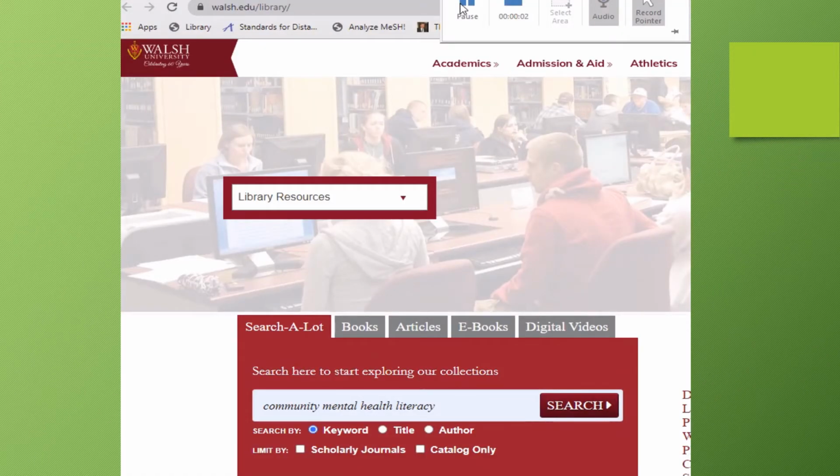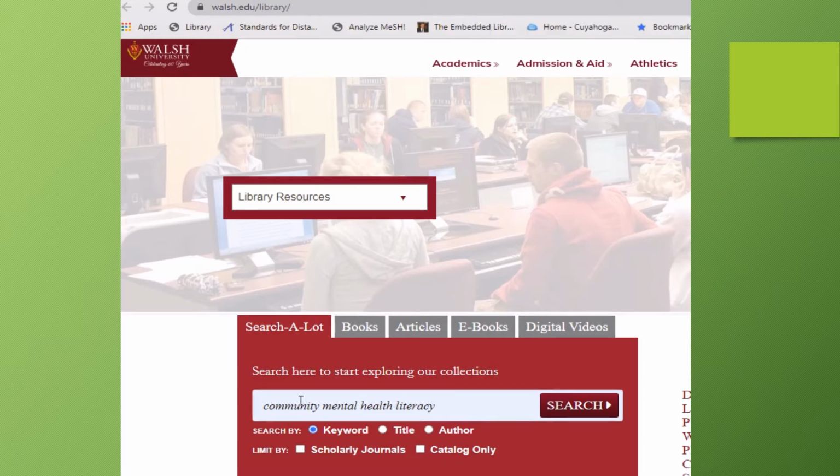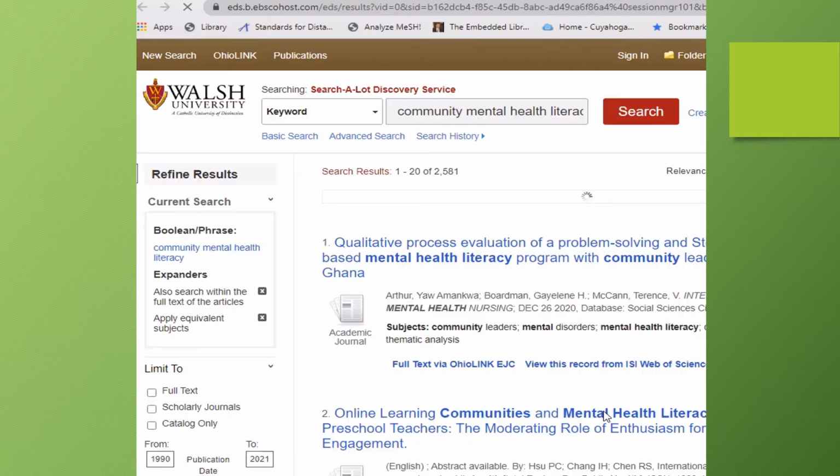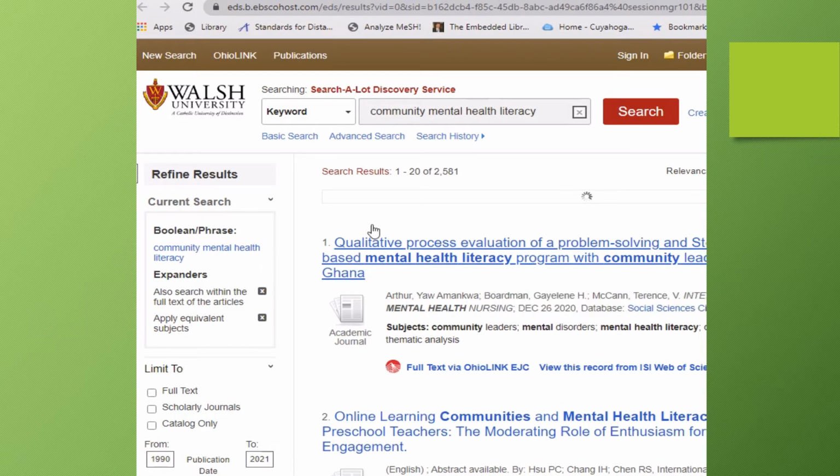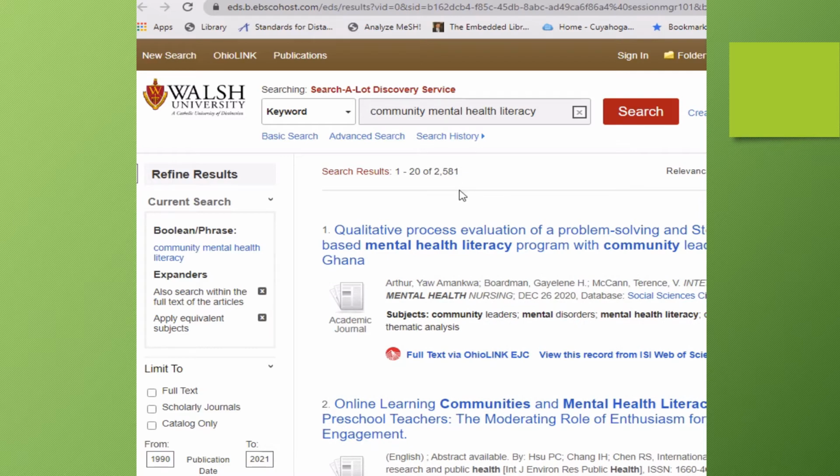So going to the library's homepage and finding the search box, I'm going to search a concept, community mental health literacy. So this was something that we had searched in the past, and I want to see what I can find that maybe will give me better subject level heading search strategies so I can go back in again and search that way. So we're going to do search, and we find over 2,500 hits on the keywords community, mental, health, literacy.